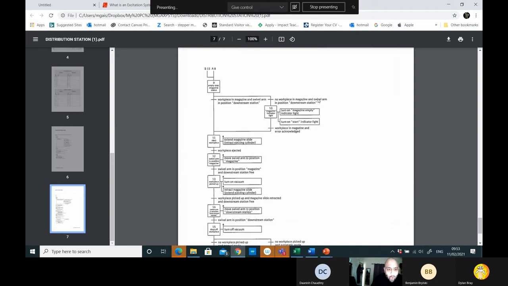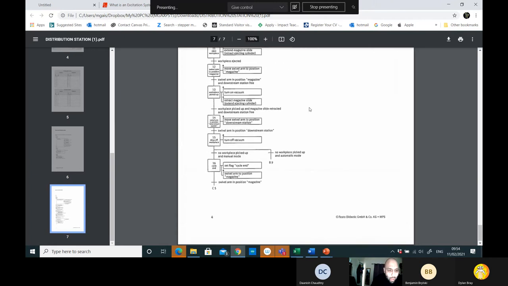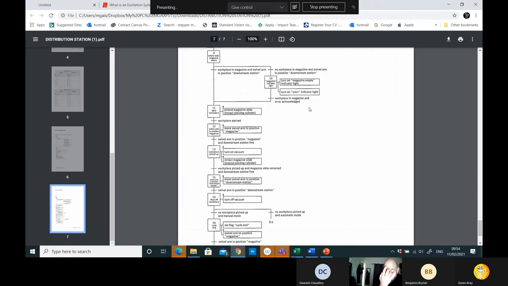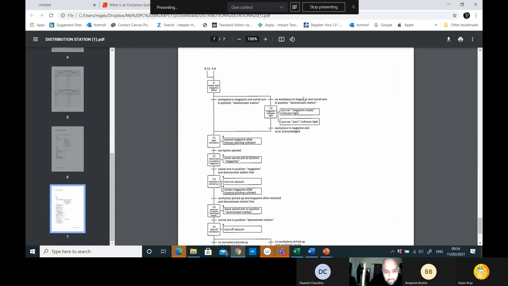Is it not empty? Is there a workpiece or no workpiece? If there's a workpiece, then it will do this. It will move the arm, it will suck. If there is no workpiece, wait for the workpiece. When the workpiece arrives, then you push it forward. So this is an example of a flowchart which you can follow to an extent. Then you can put that in your assignment as well. Then you can make your own version to make it more simple to understand. Then from that you can make a program.